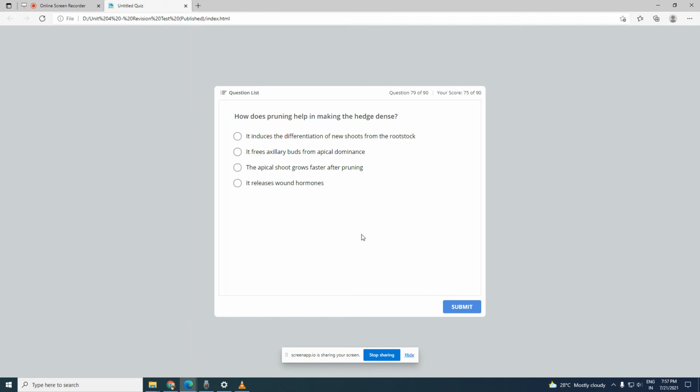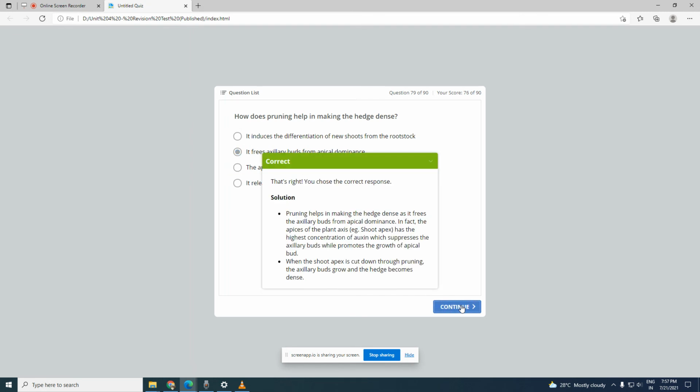It induces the differentiation of the new shoots from the root stock. It frees axillary buds from the apical dominance. The apical shoot grows faster after pruning. It releases the wound hormones. It frees axillary buds from the apical dominance. It is the right answer. Option B is the right answer.